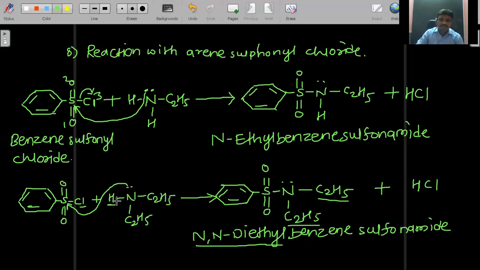H from primary and secondary amine reacts with chlorine. So HCl is the byproduct and sulfur and nitrogen are linked together due to the nucleophilic attack of nitrogen. So this is the reaction of aryl sulfonyl chloride. This reaction is also known as arene sulfonyl or aryl sulfonyl. Both are correct. Okay. So now let us move towards next type of reaction, electrophilic aromatic substitution reactions.